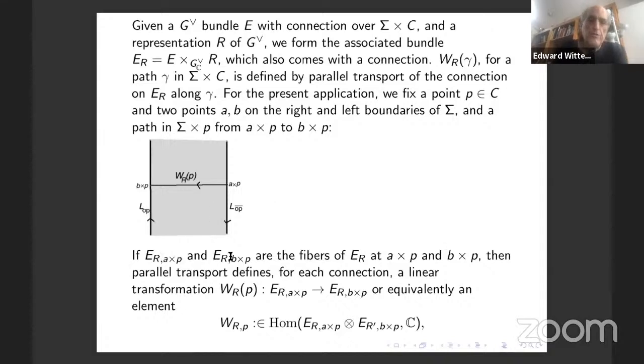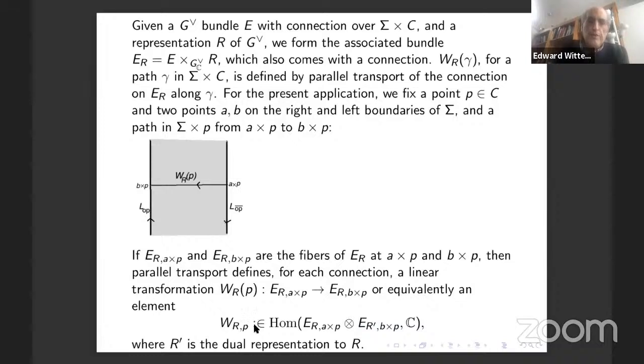So if E_R at A times P and B times P are the fibers of E sub R at these points, then parallel transport defines for each connection a linear transformation W_R of P from one fiber to the other. But I'd rather describe it more symmetrically and say that it defines an element in Hom from one fiber tensored with the dual of the other fiber into C. So R prime is the dual representation. By replacing R with R prime, I replace this fiber by its dual.